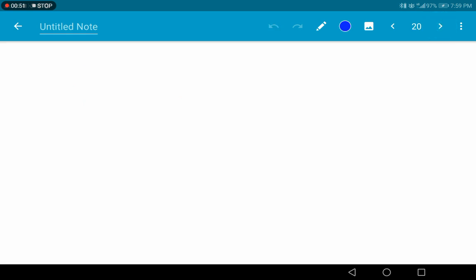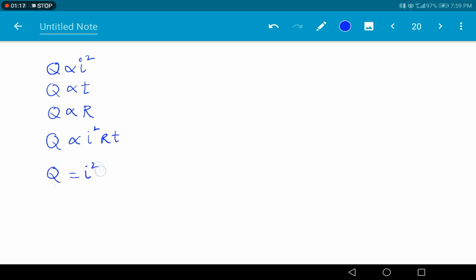Heat developed across a device or in a circuit is directly proportional to the square of the strength of the current, directly proportional to the time for the passage of current, and directly proportional to the resistance of the device. So we can write Q directly proportional to I square RT, so we get Q equals I square RT. This is the expression for Joule's law of heating. In some textbooks they represent this capital Q with H also.